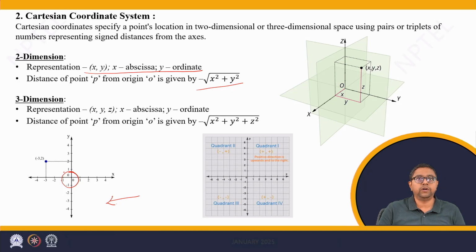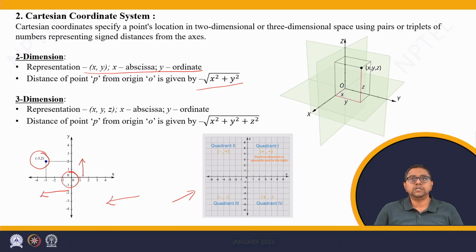So here is the origin, and any point P is given by a set of two numbers, in this example as -3, 2. This is the -3 abscissa. This is the +2 ordinate. So this is the two-dimensional representation of any point P in a Cartesian coordinate system. We will look into some other properties of the two-dimensional Cartesian coordinate system as shown in this diagram.